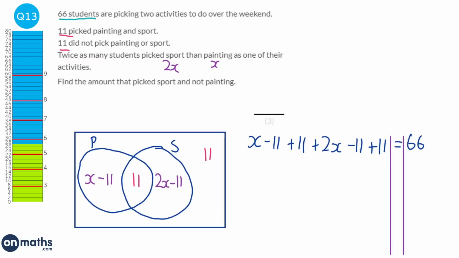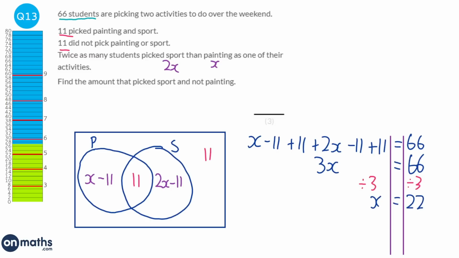Now here we've got x plus 2x, which is 3x. And we've got minus 11 plus 11, minus 11 plus 11. Well, those just cancel out. So we're left with just 3x equals 66. We're going to divide that by 3 on both sides. So we've got x equals 22.